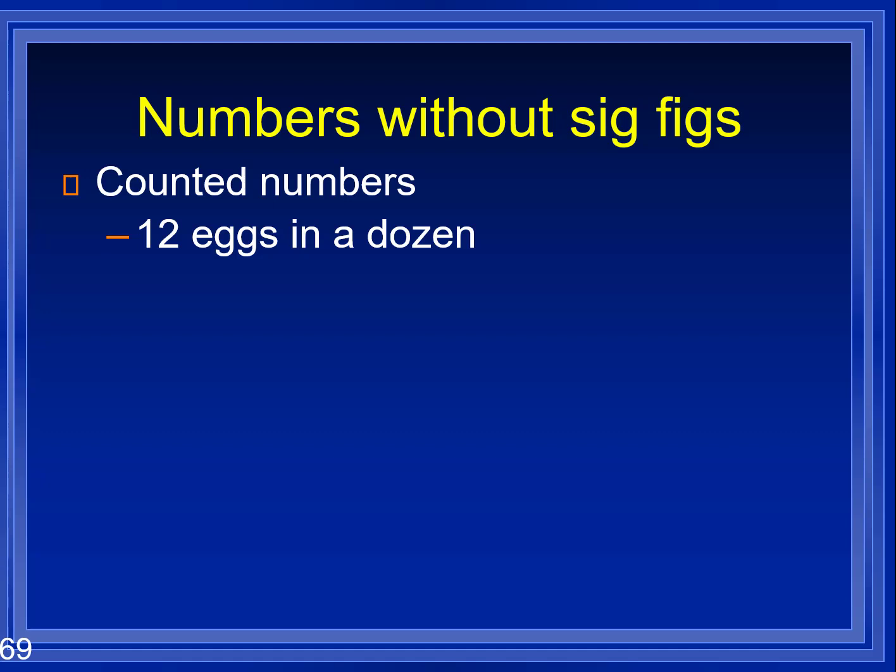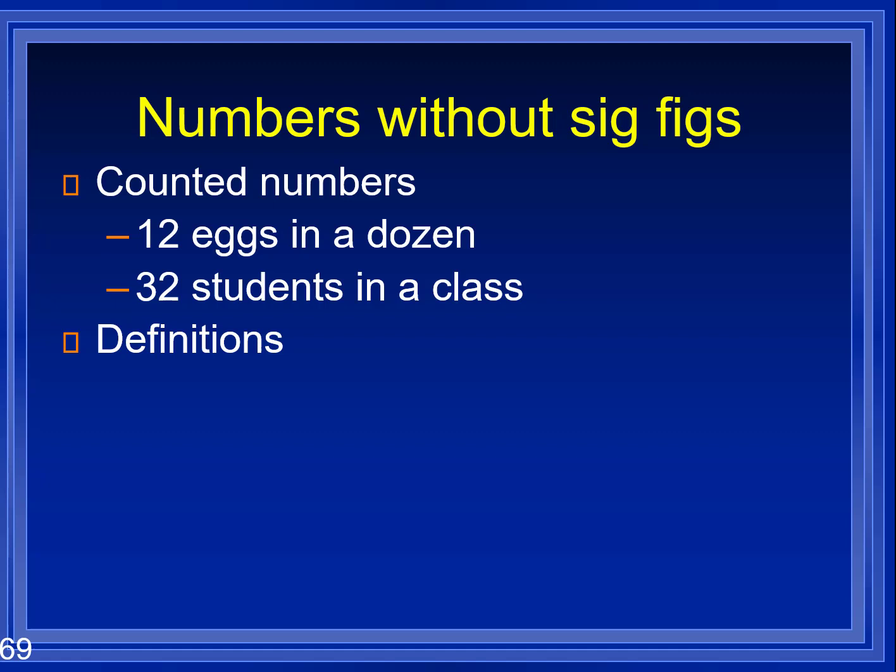It's an exact number. It doesn't have an estimate in it. That's why we don't talk about it with sig figs. Anybody want to be in a room with 31.9 students? That'd be kind of messy, wouldn't it? We're in agreement, right, that it's whole students all the time. Okay? Counted numbers are exact.